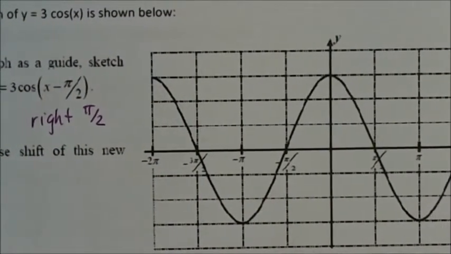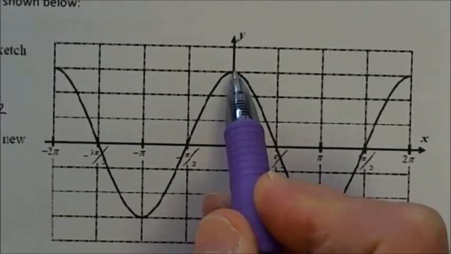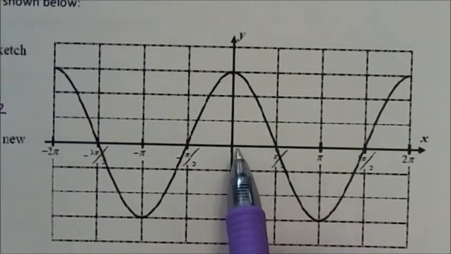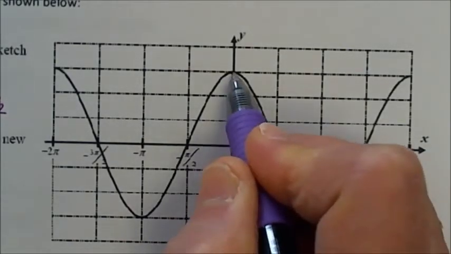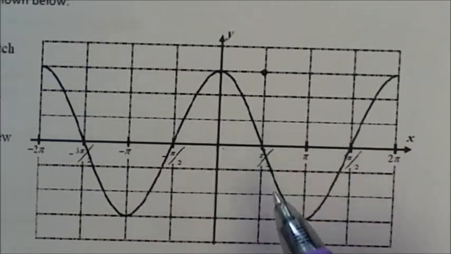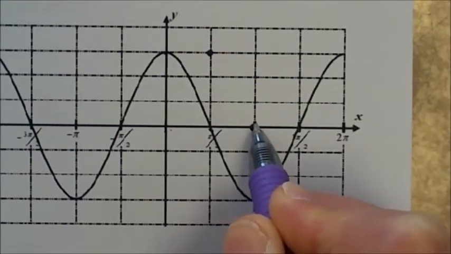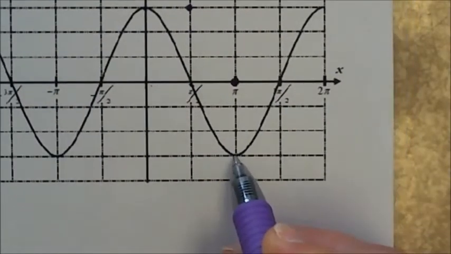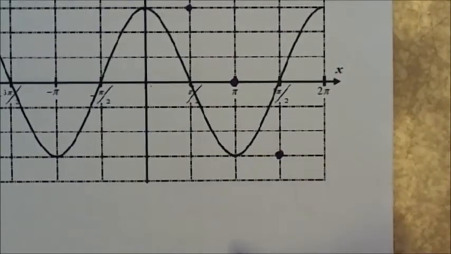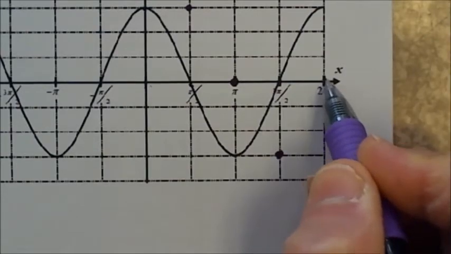Right? So let me start here, and if I shift to the right pi over 2, pi over 2 is one box. So if I take this point, shift to the right, mark the point. I'll take this point, shift to the right, pi over 2. Take my minimum value, shift to the right, pi over 2. And then take a 0, shift to the right, pi over 2.